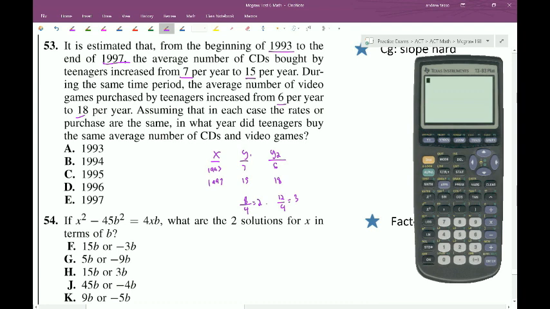So if we were to fill in the blank years, it would start at 7, and then it would go to 9, 11, 13, 15. This one would start at 6, and it would go to 8, 10, sorry, we're supposed to go by 3s here. So it would go to 9, 12, 15, 18, is that right? Yeah, so this year they have the same amount, and that's the next year after 93, which would be 94.